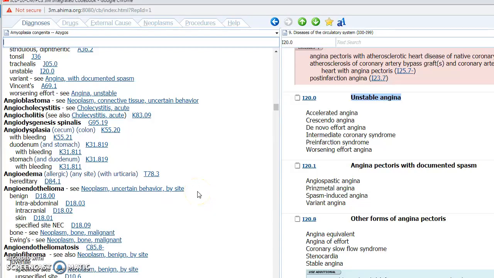Hi students, I'm just going to review Chapter 28, Diseases of the Circulatory System. So what I want you to do is go to your ICD-10 CM-PCS Coding Handbook that you used last year and that you are using this year. Go to Chapter 28, and we're going to start off with rheumatic heart disease.